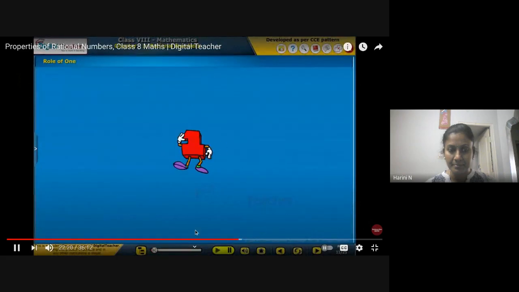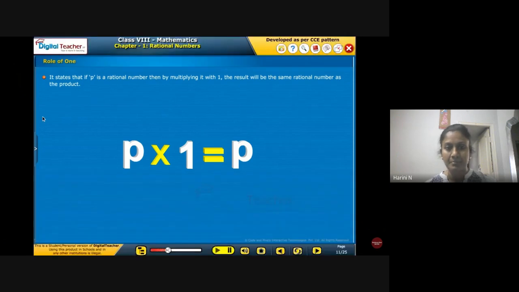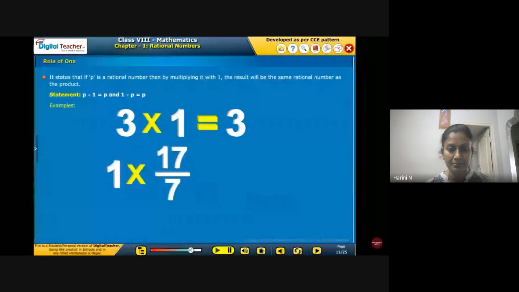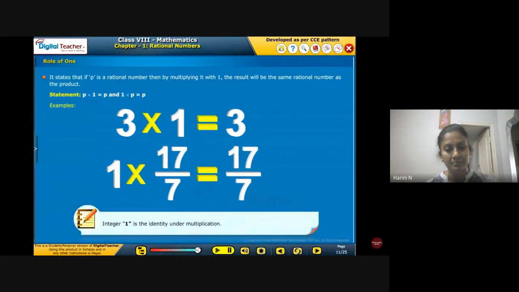Rule of 1. It states that if p is a rational number, then by multiplying it with 1, the result will be the same rational number as the product. Statement: p into 1 is equal to p and 1 into p is equal to p. For example, when we multiply 3 with 1, we get the result as 3. And also when we multiply 1 with 17 by 7, we again get 17 by 7. Note: integer 1 is the identity under multiplication.